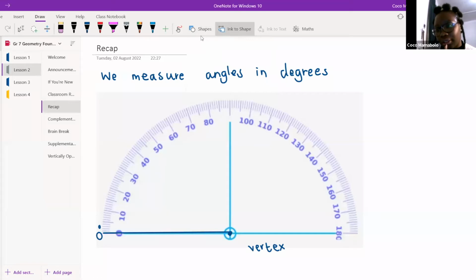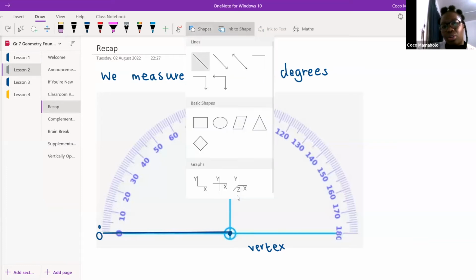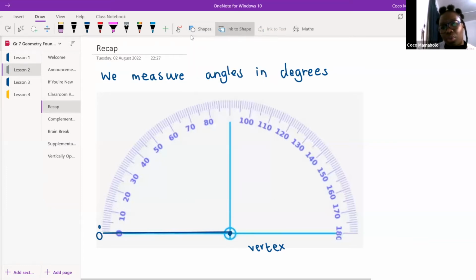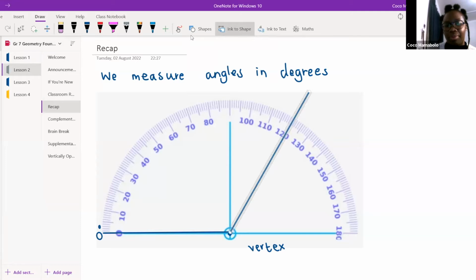It must start at 0 till it goes to 120. When I draw a line, where must it always start? At the vertex. Thank you. It must start at the vertex. So I'm going to start it here at the vertex, and I'm going to put it there. Okay. Now, I'm going to measure my angle. How did you measure the angle? How did you count? Where did you start? We started right at the 0, so we went all the way around till 120 degrees. Good. So this angle over here is 120 degrees.